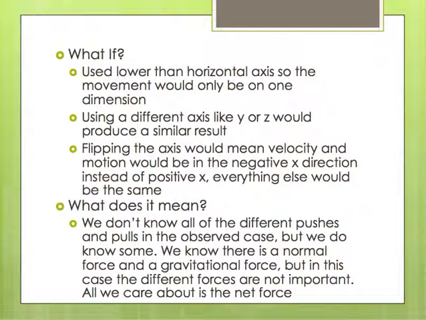Now, what if? So you'll notice that I used a slightly offset from horizontal x-axis in this case, so just to minimize the movement in the y direction to create a better graph and a better model. Using a different axis like y or z would produce a similar result. I just chose the x-axis in this case. Flipping the axis would also mean that velocity in motion would be in the negative x direction instead of positive x direction, but everything else would be the same and it would create a similar graph just in the other direction. And what does it mean?